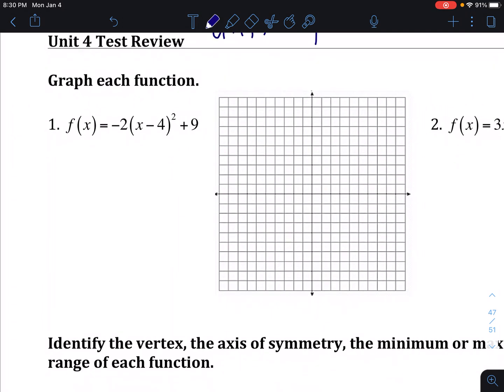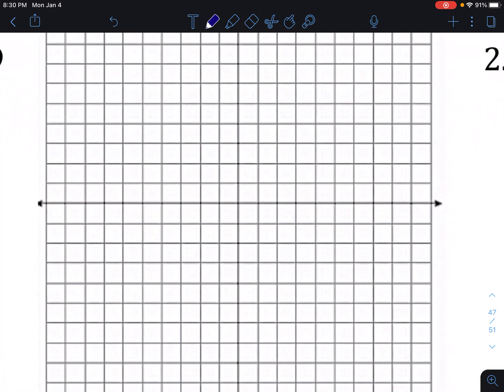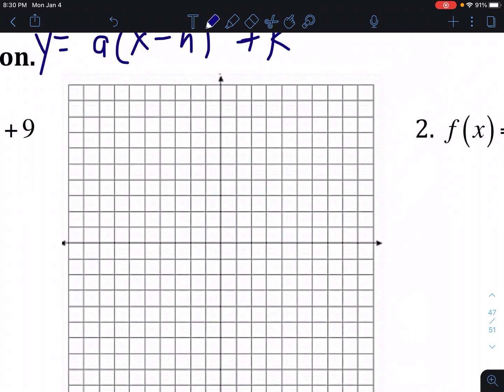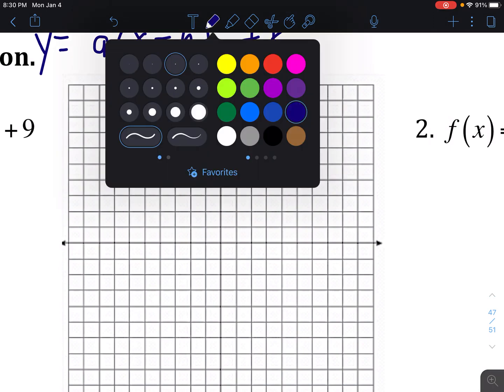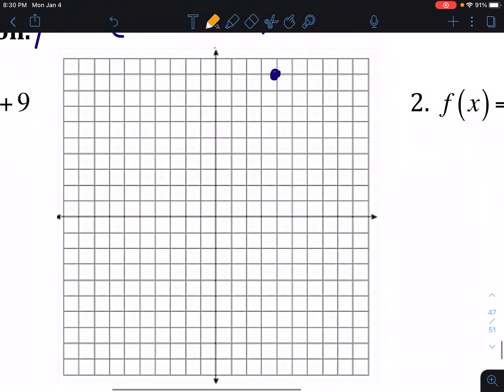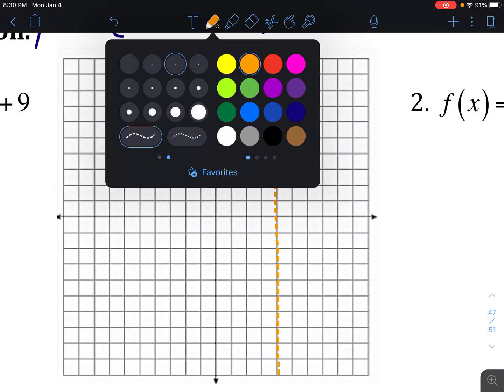So in order to graph this function, it's in vertex form, and remember that the vertex is (h, k). So here the vertex is (4, 9). I'm going to go ahead and graph that now. Then I'm going to draw an axis of symmetry. Remember, that's just the middle line. It's an invisible line that separates the left from the right, and it'll be symmetric when we draw our parabola.